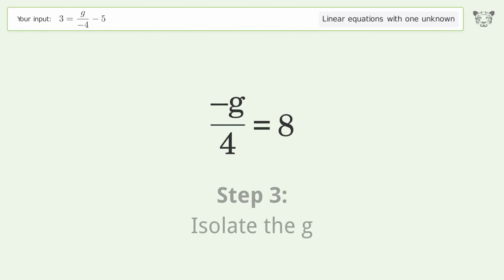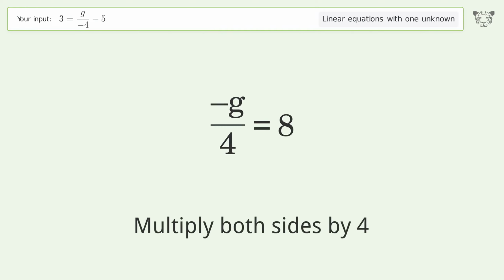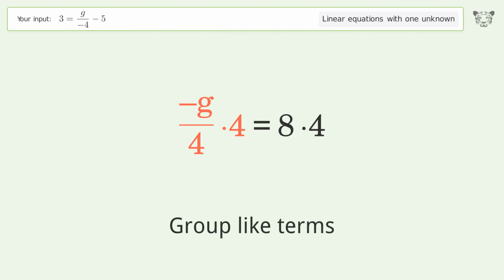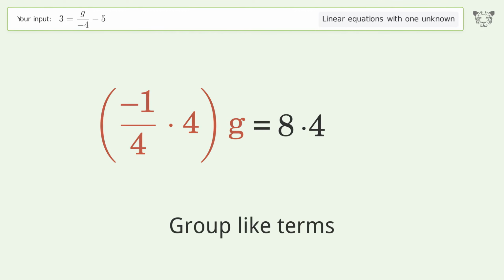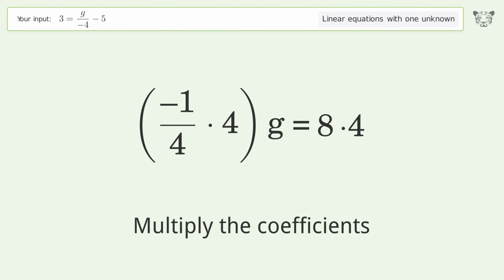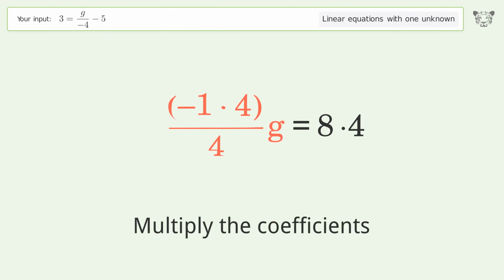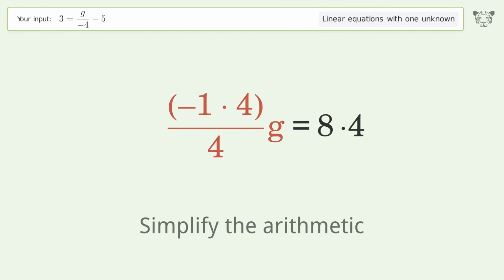Isolate the g. Multiply both sides by 4. Group like terms. Multiply the coefficients. Simplify the arithmetic.